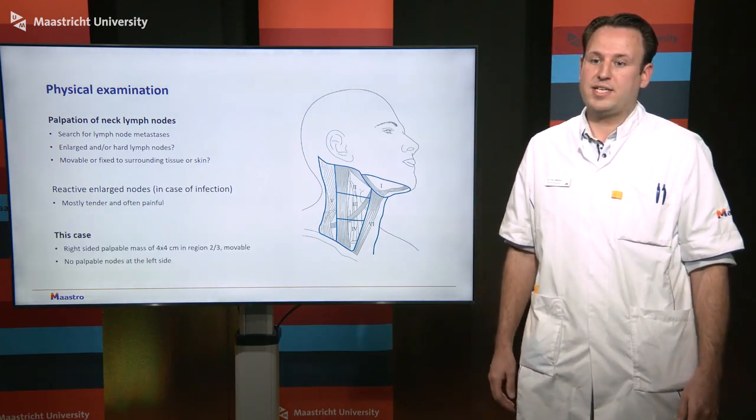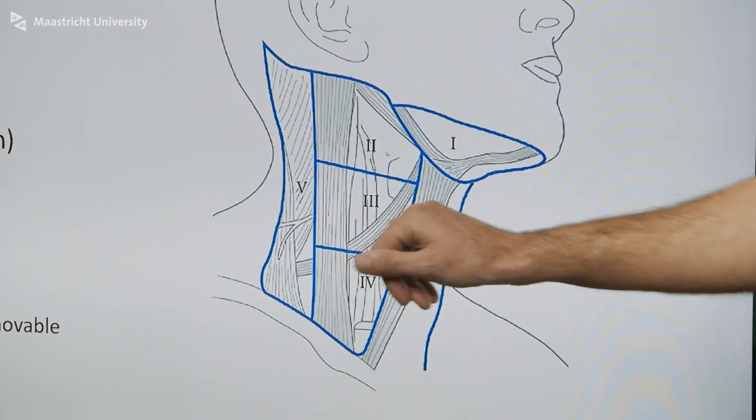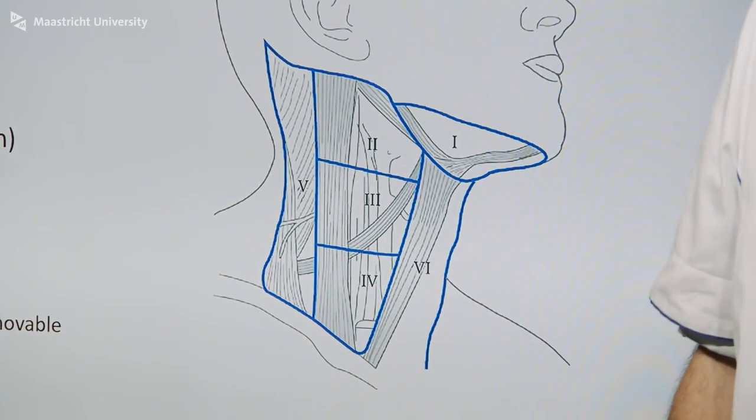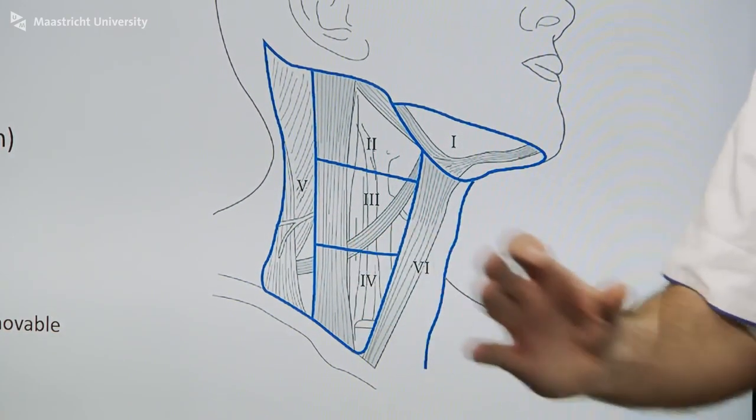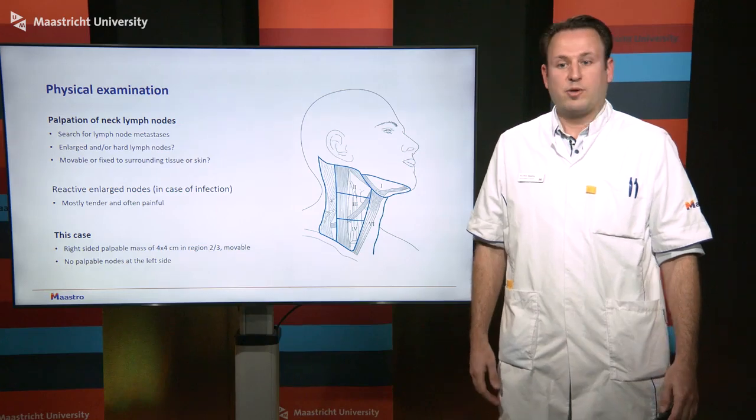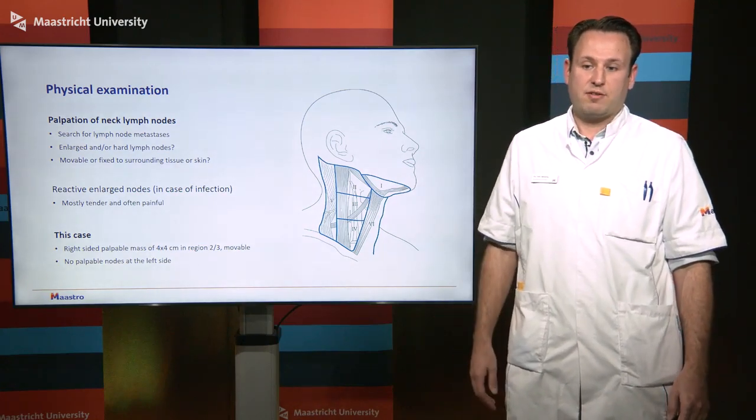So in this case, at the right side of the neck, in level 2 and 3, we have one mass of about 4 by 4 centimeters, and we can move this easily. And there were no enlarged lymph nodes at the other side, at the left side of the neck.